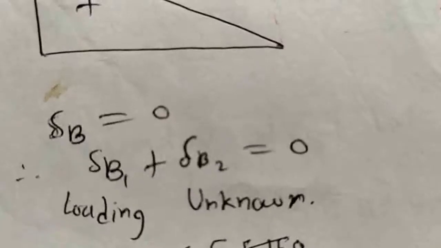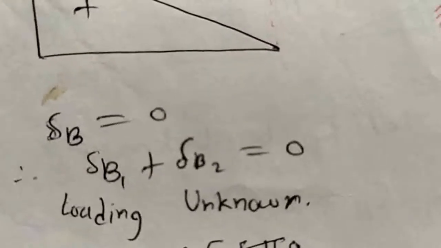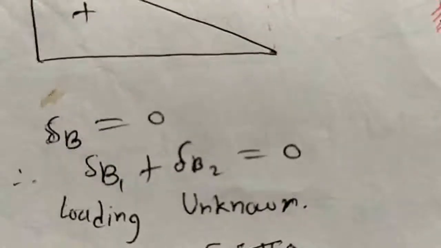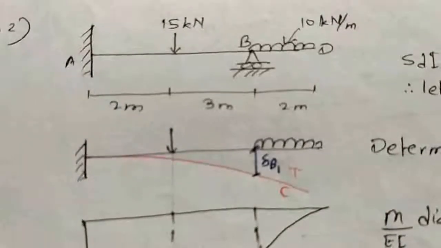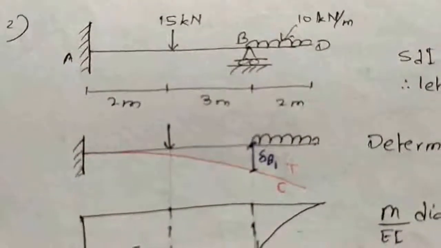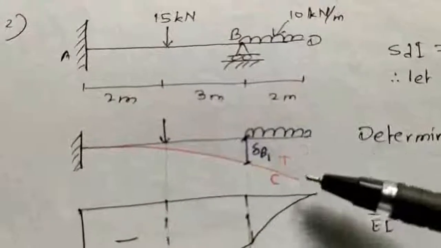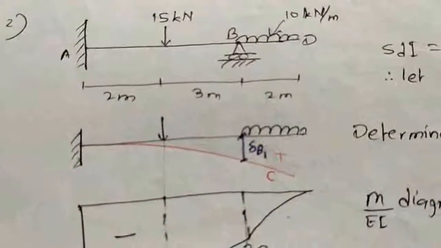So delta B will be equal to 0. Next, delta B1 plus delta B2 equal to 0. Delta B1 is because of loading and delta B2 is because of the unknown. Remember, delta B1 and delta B2 are the displacements about point B only. Here BD is the overhang portion. Don't consider that displacement. You have to consider this displacement, that is the displacement below the unknown.